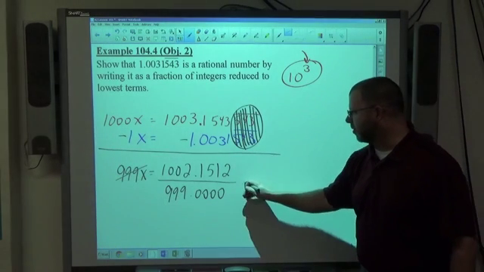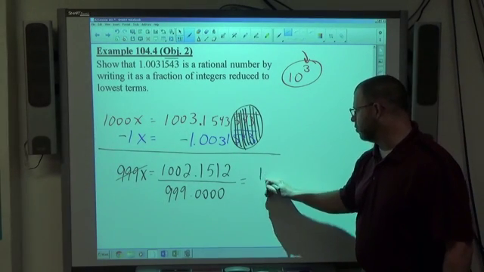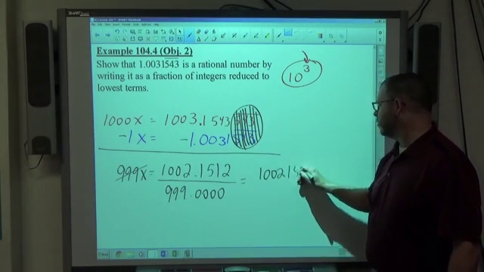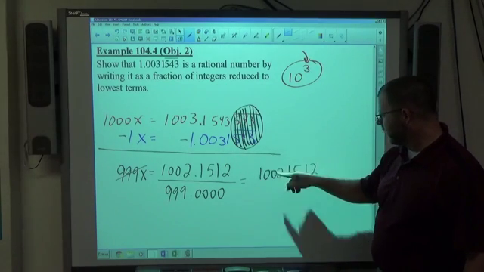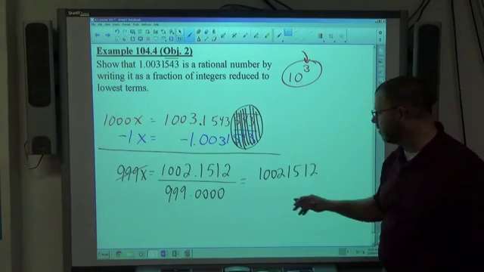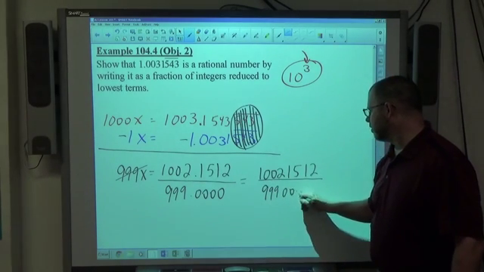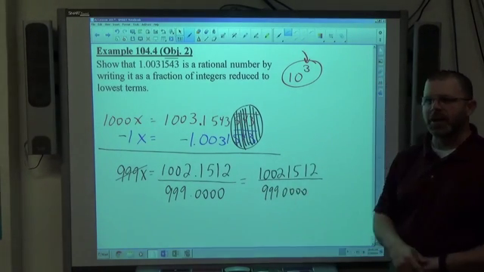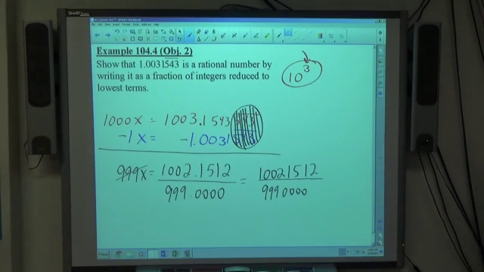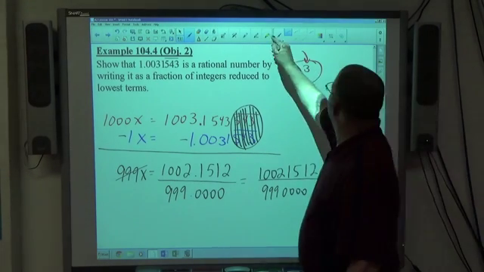Top, I'm going to put 4 on the bottom. So if I drop the decimals off, I end up with 1,002.1512, better known as 10,021,512. On the bottom I have 999,000, which is better known as 9,990,000. And again, reduced to lowest terms.